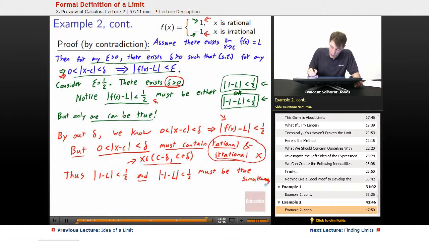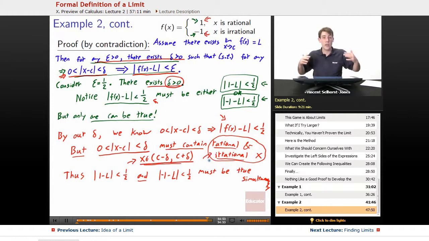Because we know that within our delta bound, we're going to have both rational and irrationals, and by the definition, for any epsilon greater than 0, there exists delta greater than 0, such that if you're contained within that boundary of delta, it must map within that boundary of epsilon. So we're contained within c minus delta to c plus delta, but there are rational and irrationals in there, so that means our epsilon boundary must contain both 1 and -1.